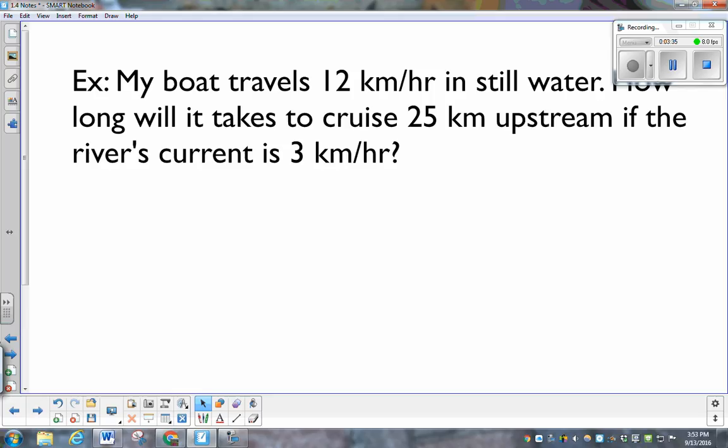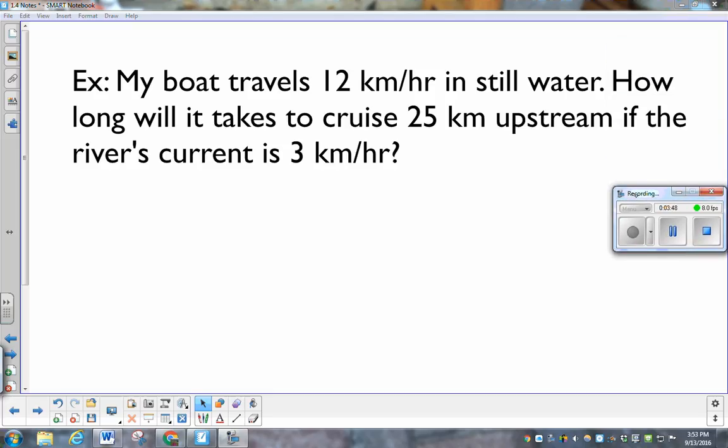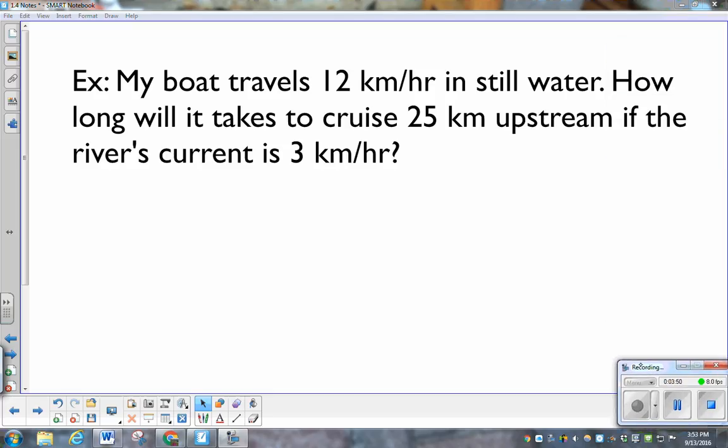So here's one, and go ahead and write this down. My boat travels 12 kilometers per hour in still water. How long will it take to cruise 25 kilometers upstream if the current is 3 kilometers per hour? Go ahead and write all that down.